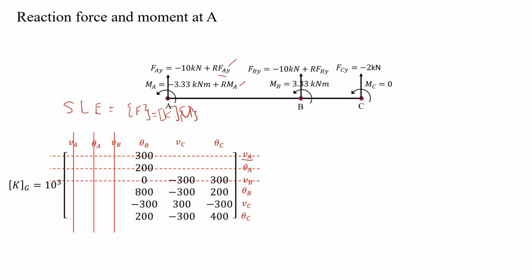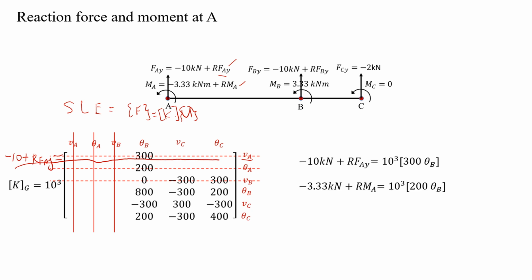So for example, if we want to solve for reaction vertical force at A, we have to refer back to row vA. So here we should have our F equal. Our F, referring back to point A, we have negative 10 plus RFAY. So by taking out this equation, we can get our first equation to solve for reaction FAY. Here we have negative 10 plus RFAY equal 300 times theta B. So that's what we have here on the right side.